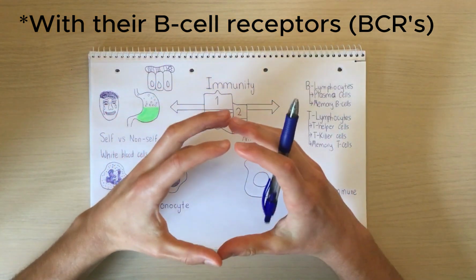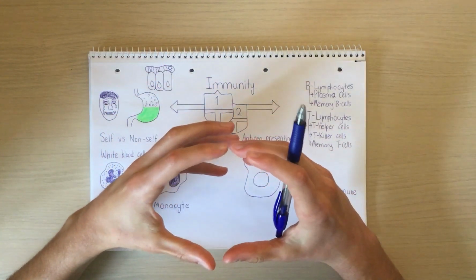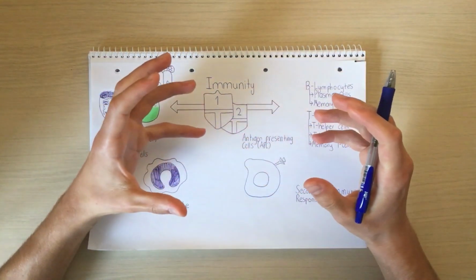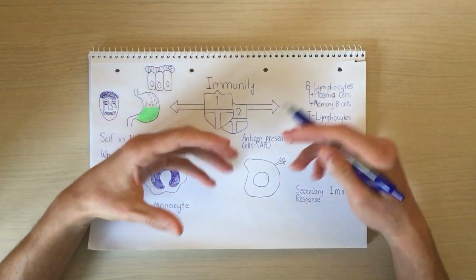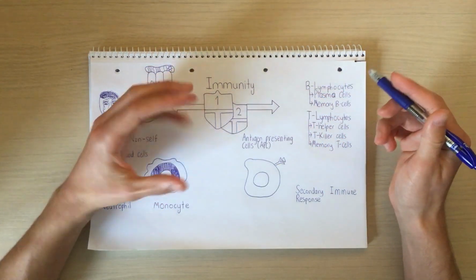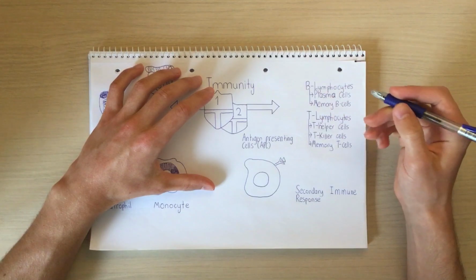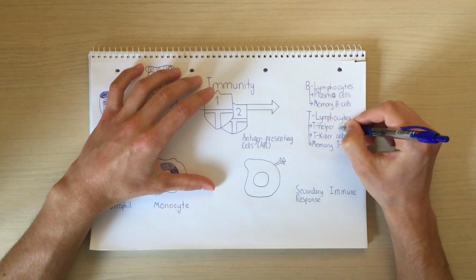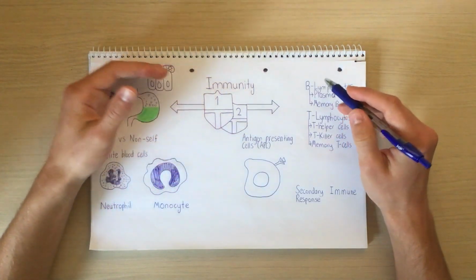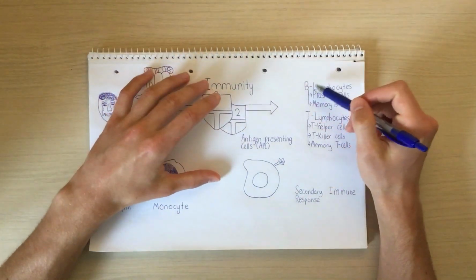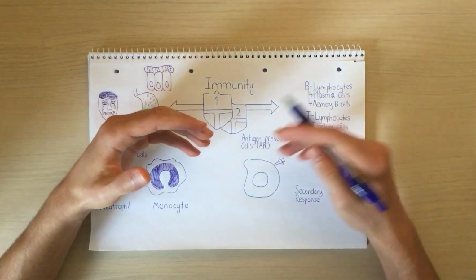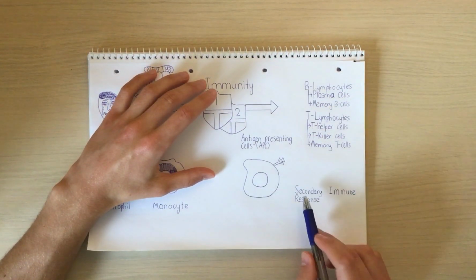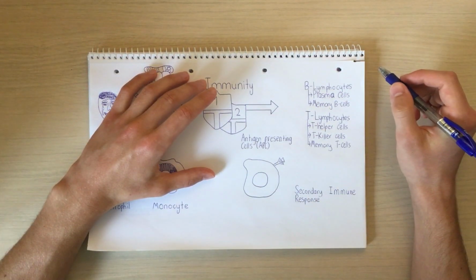Now that will activate them, and then they will grow, and then they will do a number of mitotic cell divisions to produce many of the same types of B lymphocytes in a process called clonal expansion. This clonal expansion is also stimulated by the cytokines that the T helper cells released. And then, after we have many clones of that B lymphocyte, those B lymphocytes will develop into either plasma cells or memory B cells, which we'll get back to when we reach the secondary immune response.